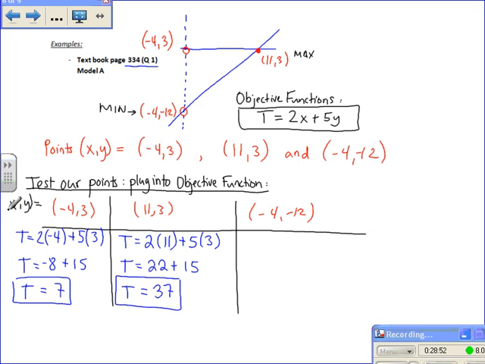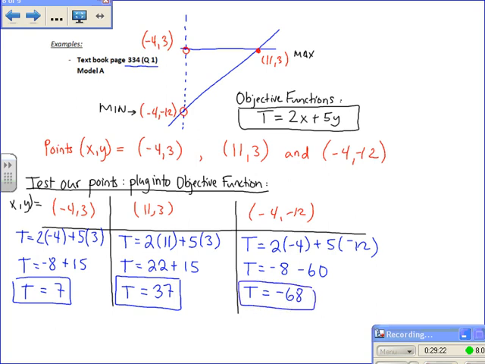The last point here is -4, -12. So I plug those values into my equation, my objective function. T is equal to 2 times x, x is -4, plus 5 times y, and y is -12. Okay, and I do the math. That is going to be t is equal to -8. 5 times -12 is -60. So -8 minus 60, t is equal to -68. Okay, that's going to give me the very lowest value.